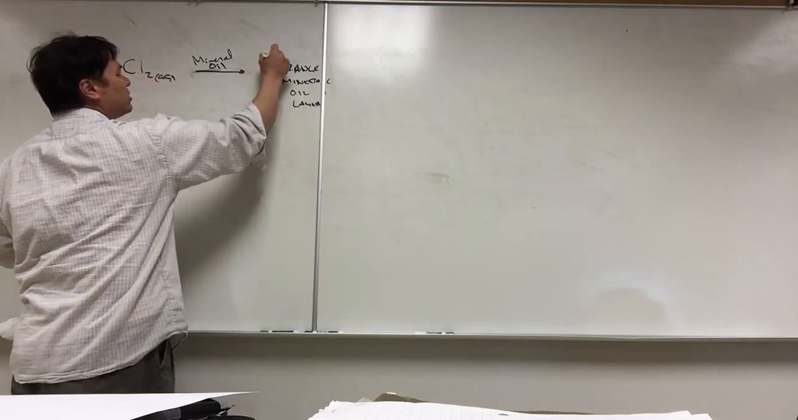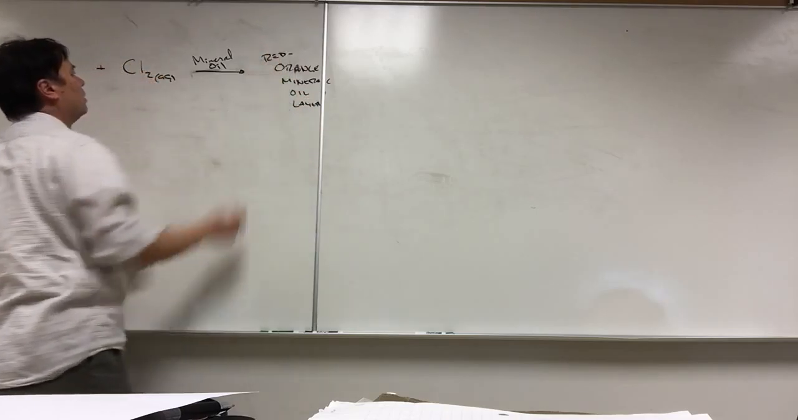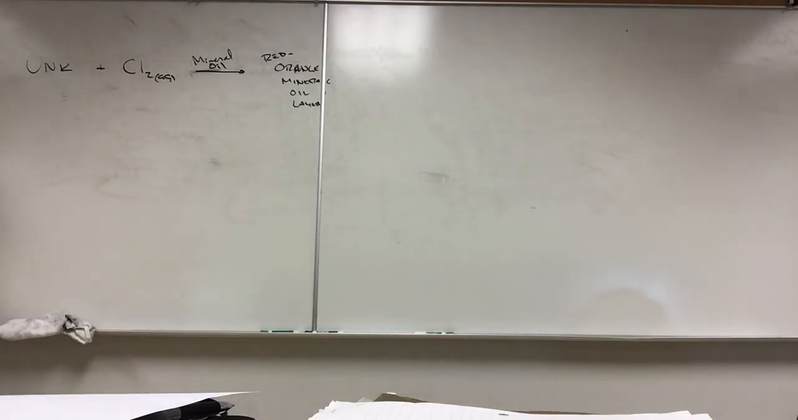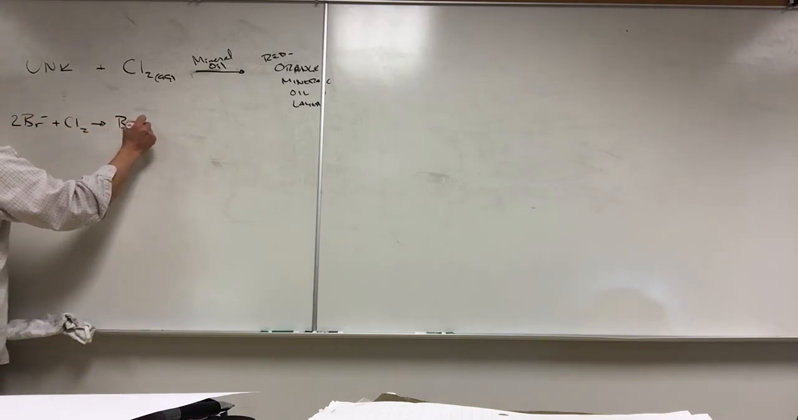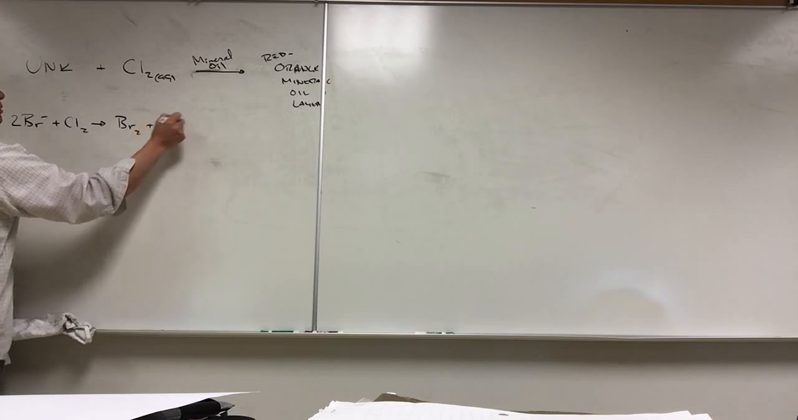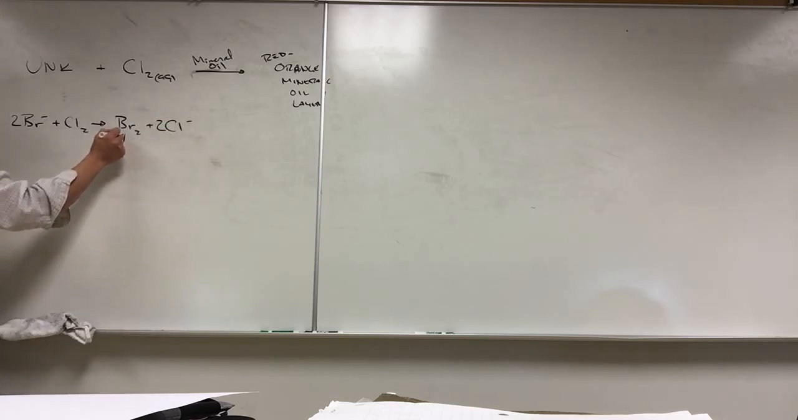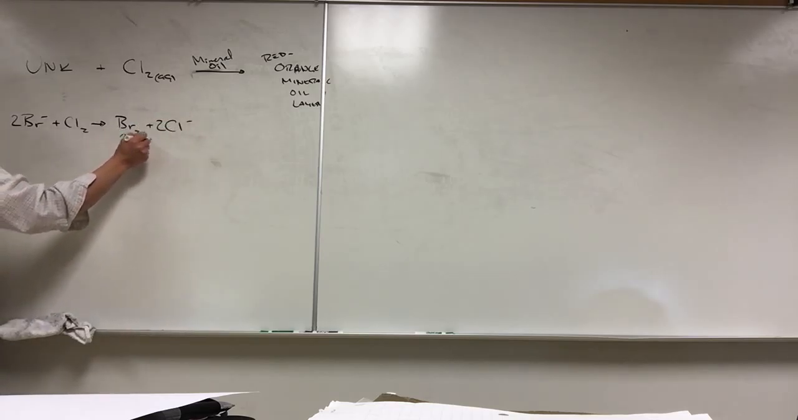It's a red-orange color. And so the reaction is like this. If we have bromide present, the bromide will be oxidized by the chlorine to bromine, and the chlorine will be reduced to chloride. Bromine in water, this is aqueous, bromine in water is faint orange.